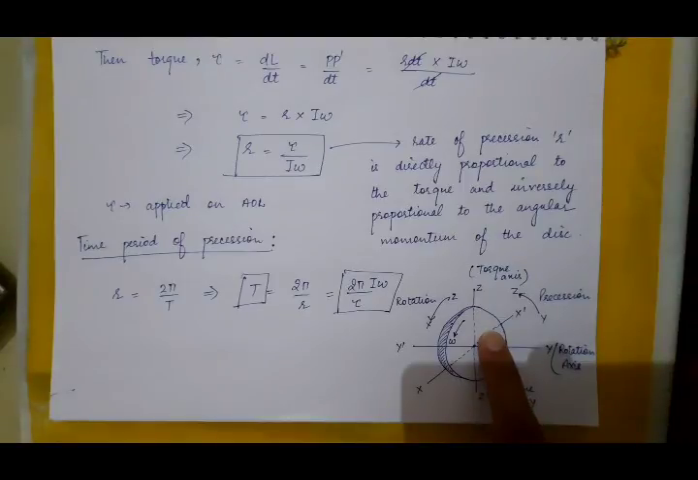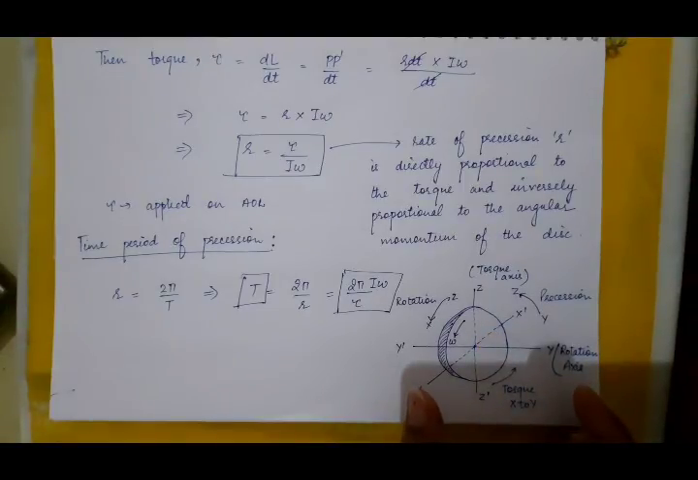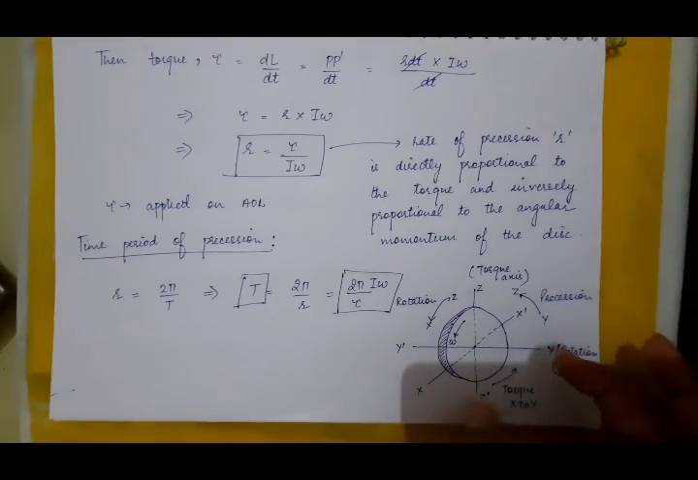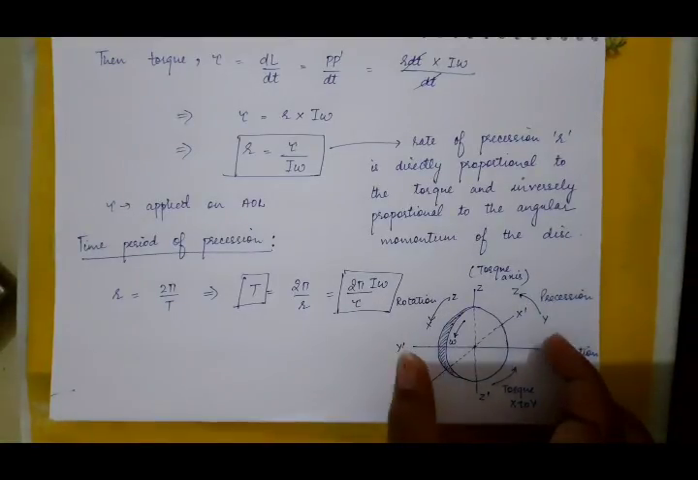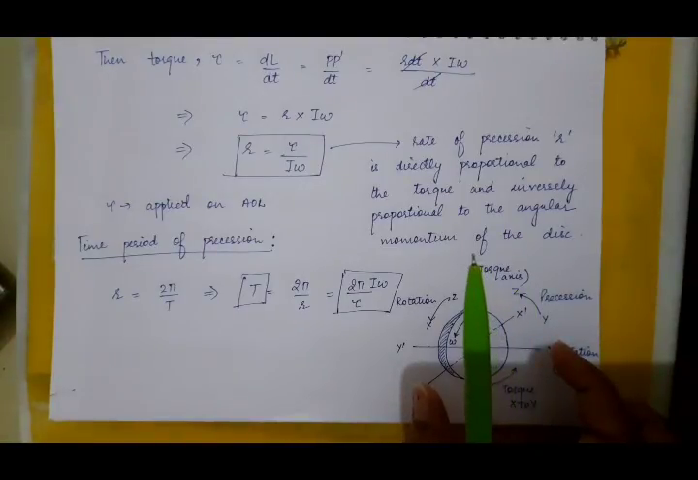Or you can say that because of the torque applied in a direction perpendicular to this rotation axis in this way, from x to y, you are applying torque from x to y, in a direction perpendicular. So what will be the torque axis? Torque will be symmetrical about this. So this z axis is known as the torque axis.